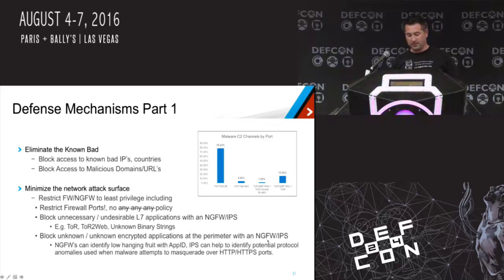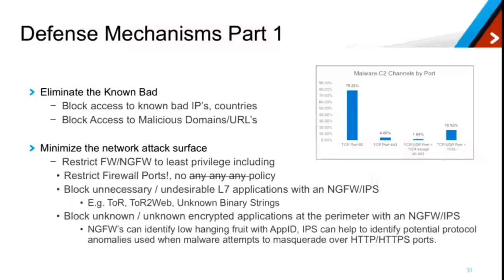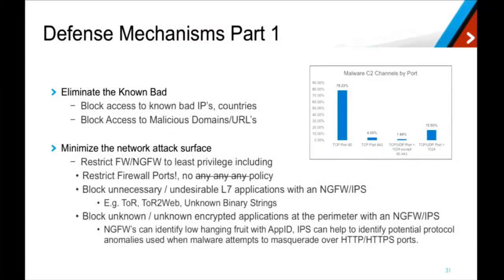Another big thing is making sure you don't have applications that you wouldn't expect or desire running on your network. If you're an enterprise and there's no real reason for you to be running Tor, you probably shouldn't allow Tor out, because the malware will definitely take advantage of that.